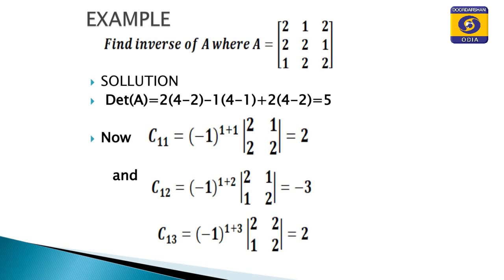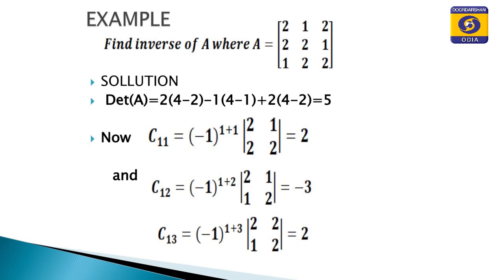Find the inverse of the matrix A given by 2 1 2, 2 2 1, 1 2 2. The first step is to find the determinant of A. Expanding along the first row, we have 2 times (4 minus 2), minus 1 times (4 minus 1), plus 2 times (4 minus 2). The determinant value becomes 5. The det A = 5, not equal to 0. Hence, the matrix A is invertible.